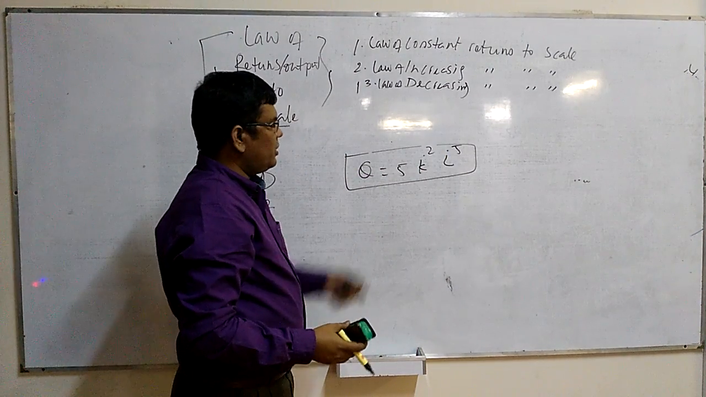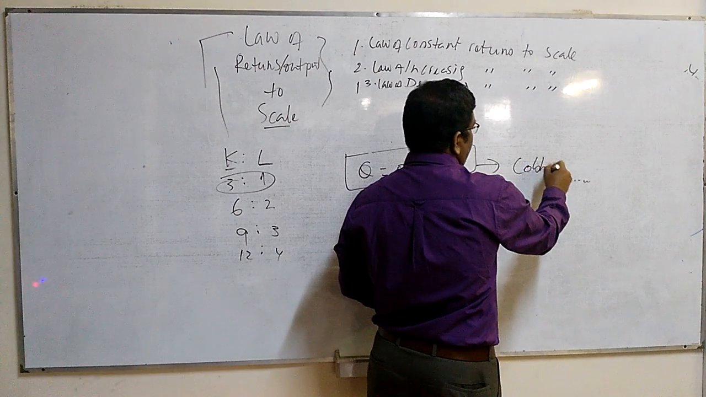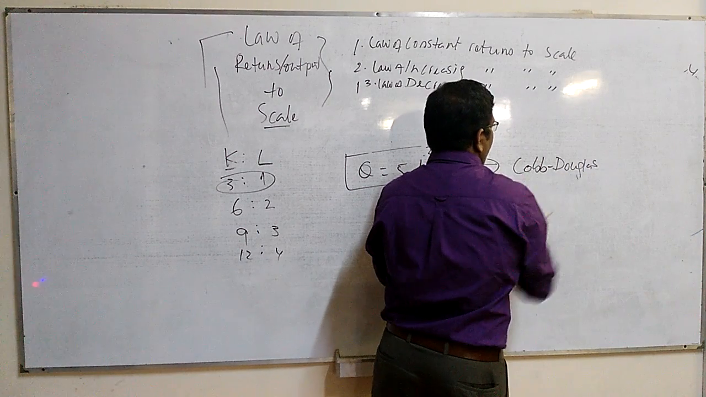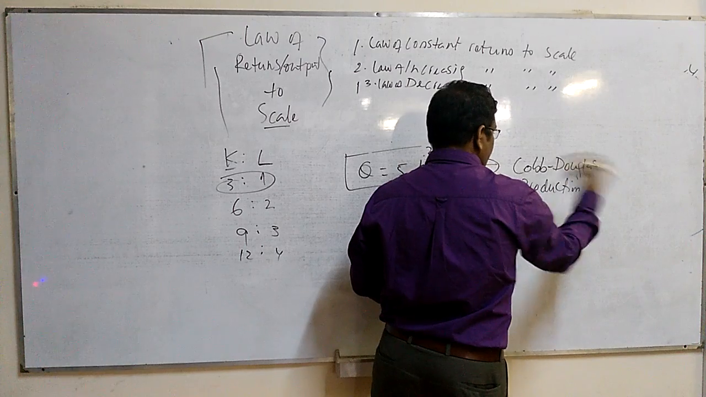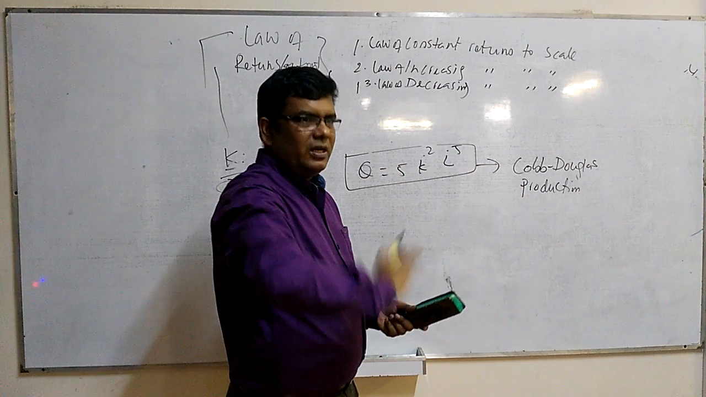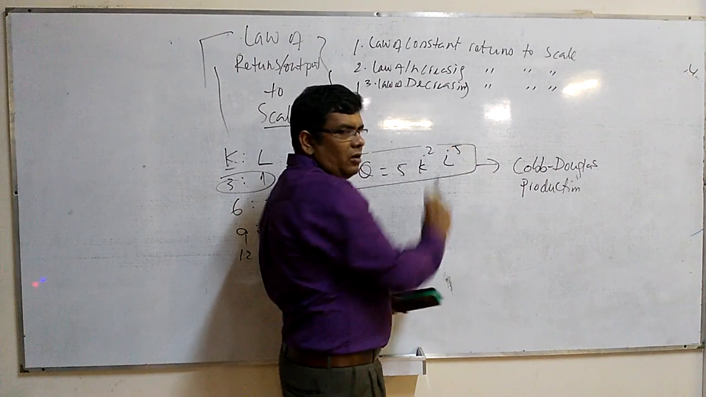I'll show the shortcut method. This kind of production technology is called Cobb Douglas production function. You have some specific characteristics of this Cobb Douglas production function. Today we are not going into that. This kind of production function is called Cobb Douglas.